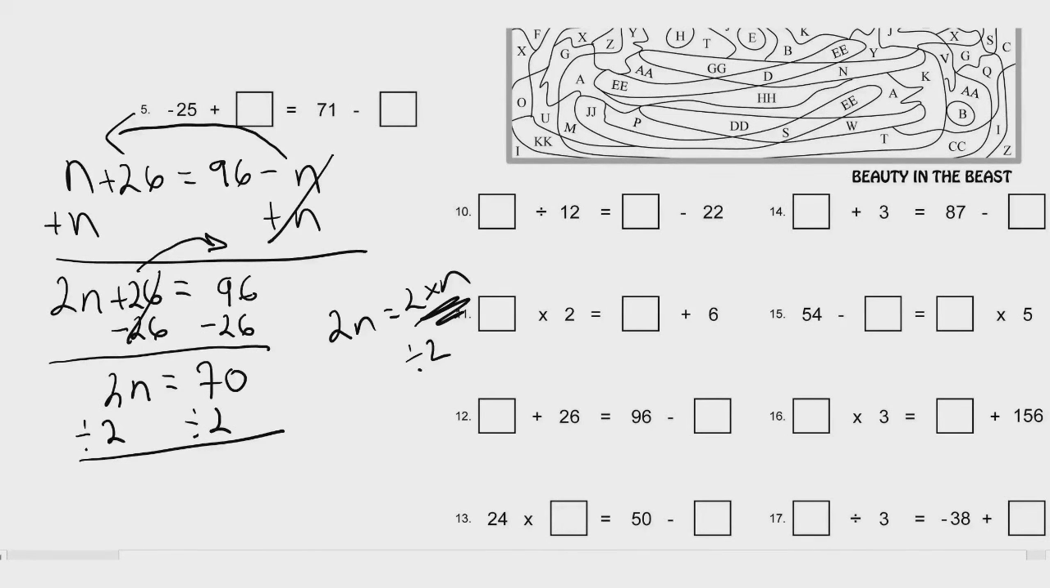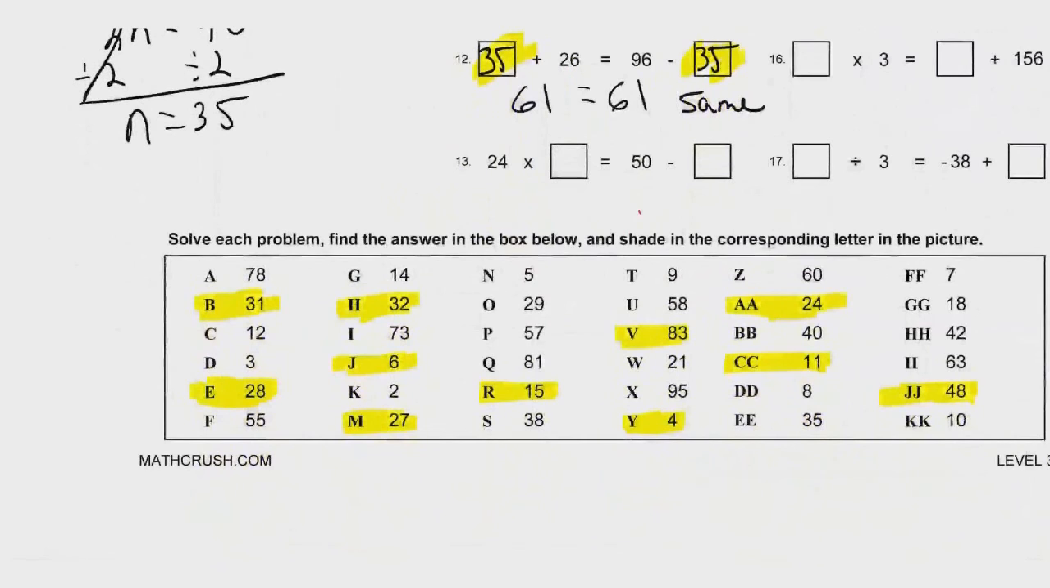And whatever I do to one side, I have to do the other. So I'm going to send the 2 to the opposite side. The 2's are gone. n equals 70 divided by 2, which is 35. So 35 will go right here. 35 plus 26 will give us 61. And 96 minus 35 will give us 61. 61 equals 61. They are the same, or they are equal. So I come down over here and I find 35. In the box, 35, 35, 35. 35 is EE. Not ET, but EE.